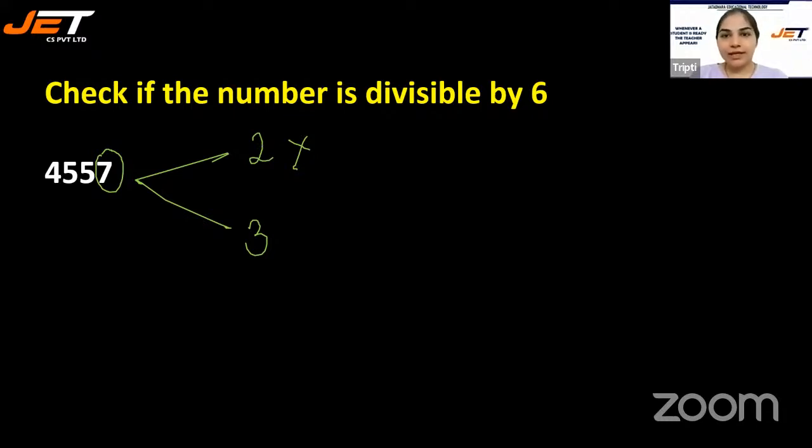Because if one criterion is not being fulfilled, I'll not go for the other one. The condition is that it should be divisible by both. If it's not divisible by any one of these, that means it's not divisible by 6. Let's check for the next one. These are super easy, you know.